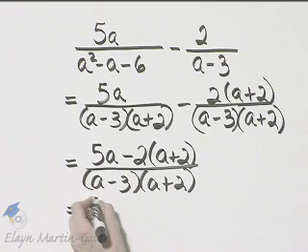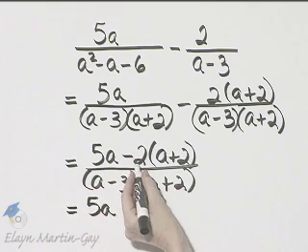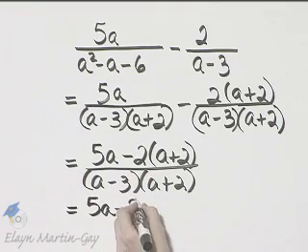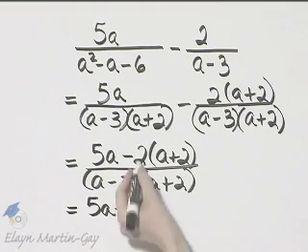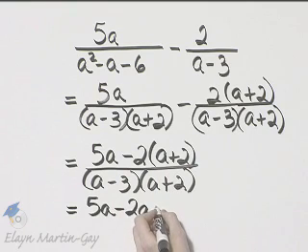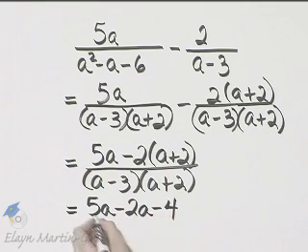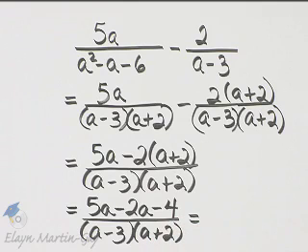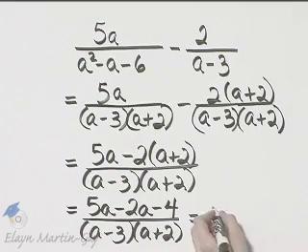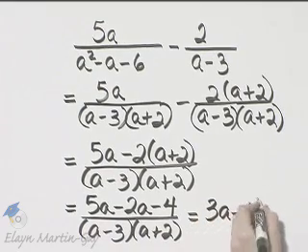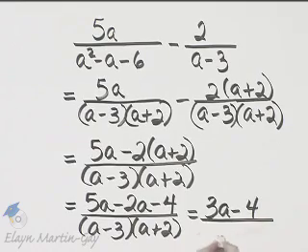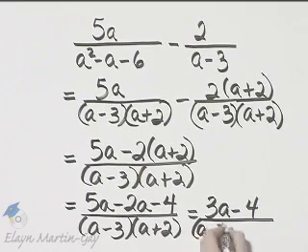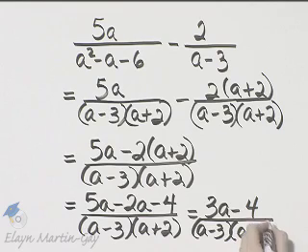So in the numerator I have 5a. Now let's go ahead and multiply. -2 times a, -2a, I'll write as minus 2a, and then -2 times 2, -4, I'll write as minus 4, all over that denominator, (a - 3)(a + 2). And then let's just go ahead and simplify by combining like terms. 5a minus 2a, that is 3a minus 4, all over that denominator, (a - 3)(a + 2).